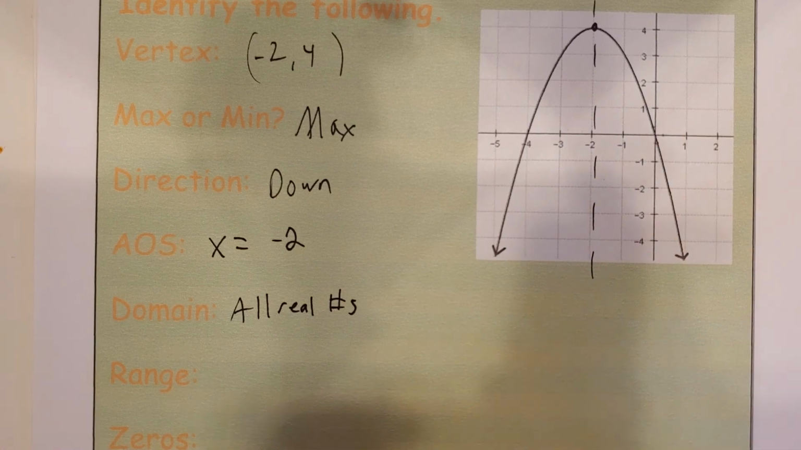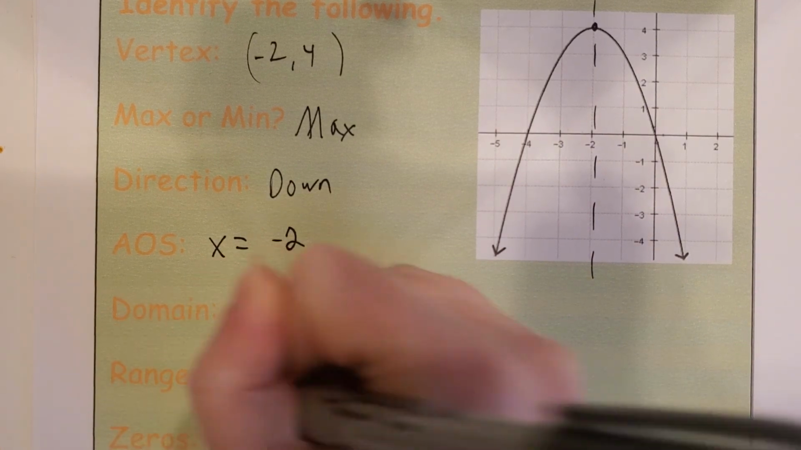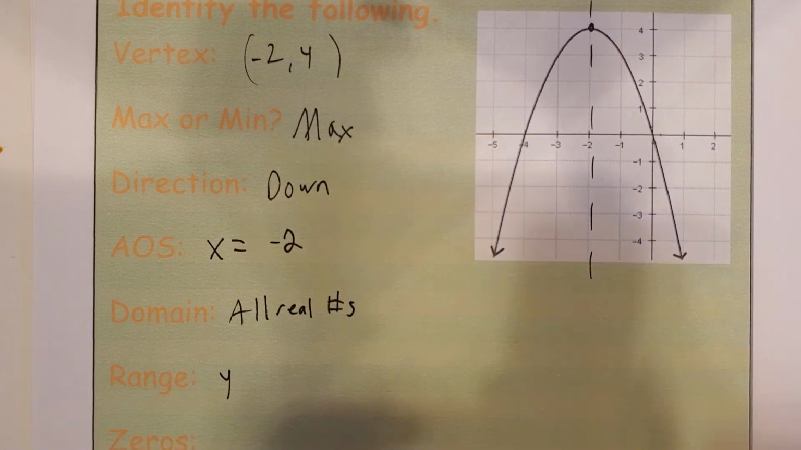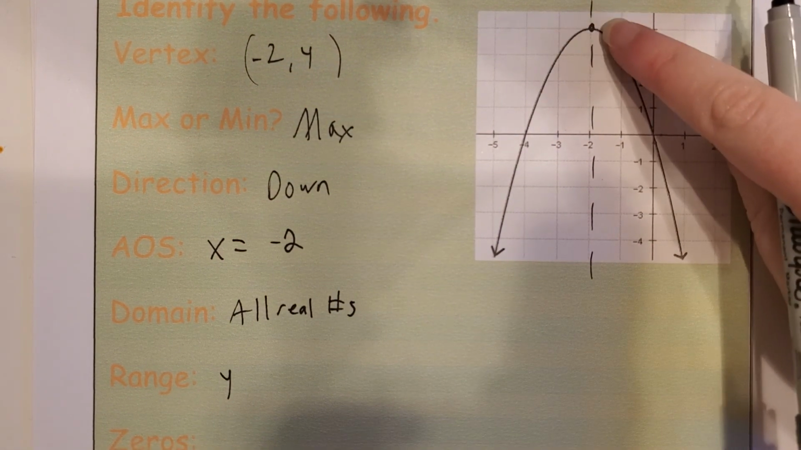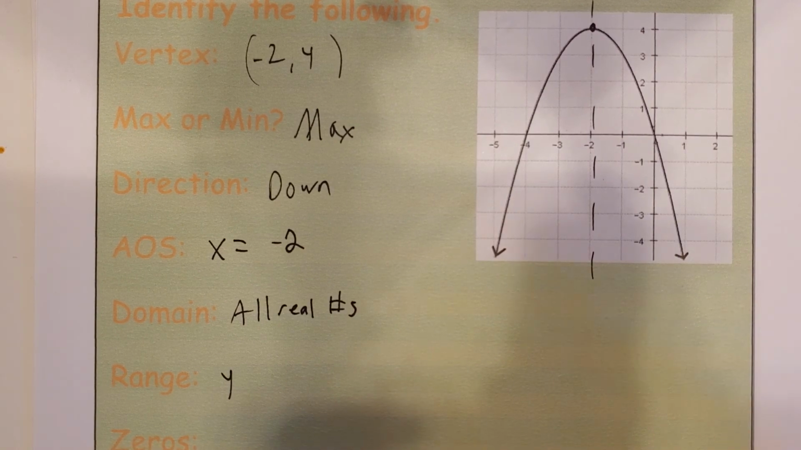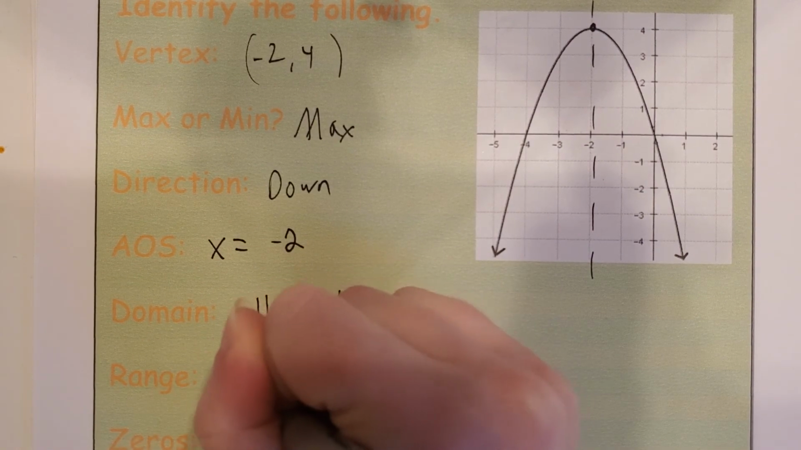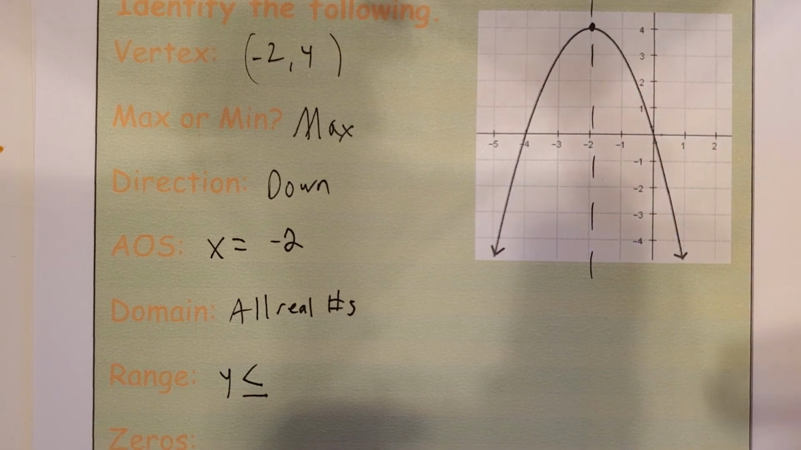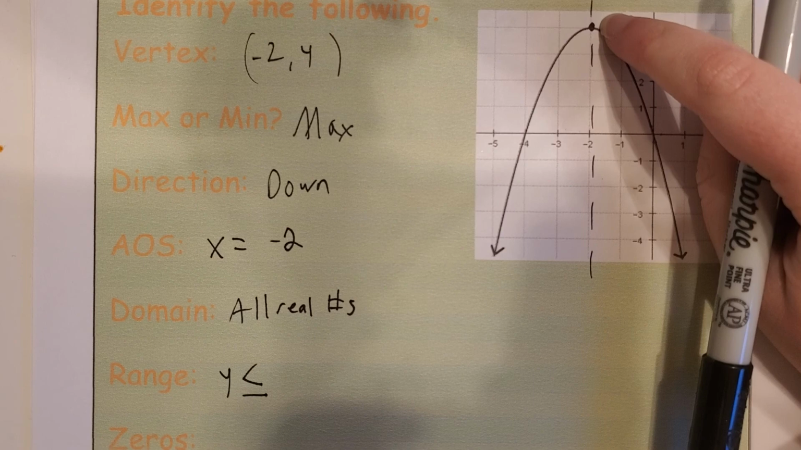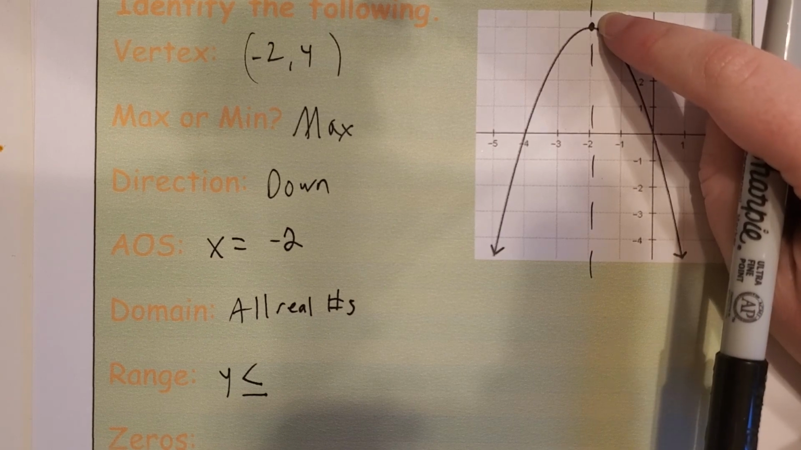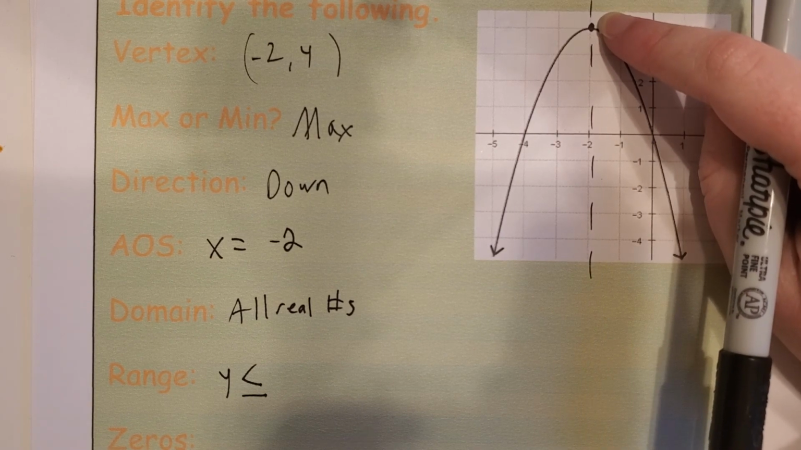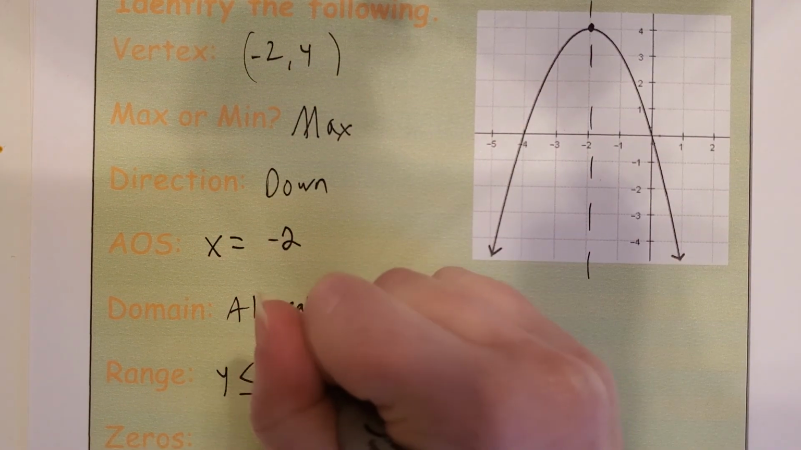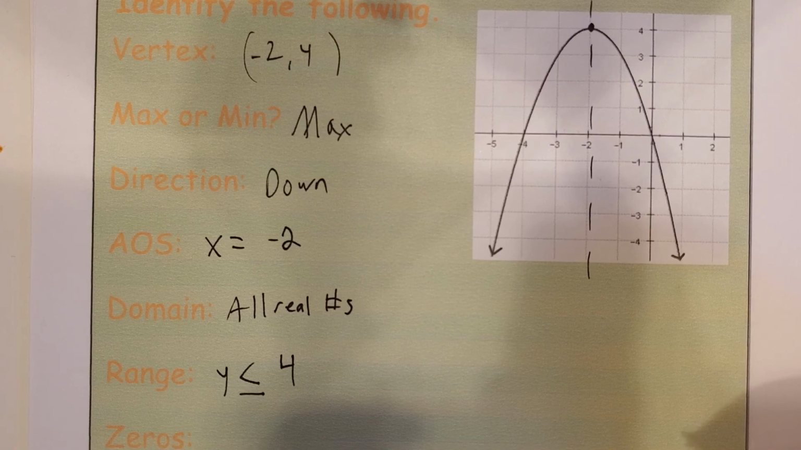The range deals with the y values, all right? Since it's opening down, all of the other y values are going to be less than the y value of that vertex, that point up there. So it's going to be less than or equal to, because that's a closed circle. It's less than or equal to whatever the y value of your vertex is, because again, your vertex is your highest point. Since we're dealing with the y's, the y value of your vertex has to be the highest. So it's going to be y ≤ 4.